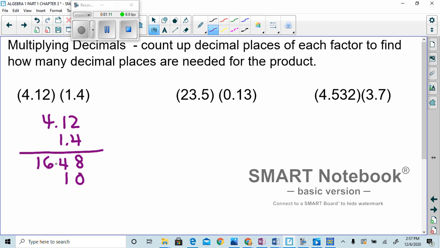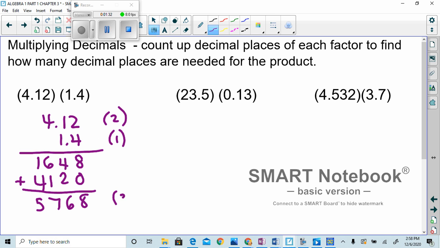And when you're done multiplying each of the two rows or two terms, we'll add up the subproducts. Then we'll see that there are two decimal places in this first factor and one in the second, which gives me a total of 3 places. So I'll count from right behind that last digit in 1, 2, 3, and my answer is 5 and 768 thousandths.